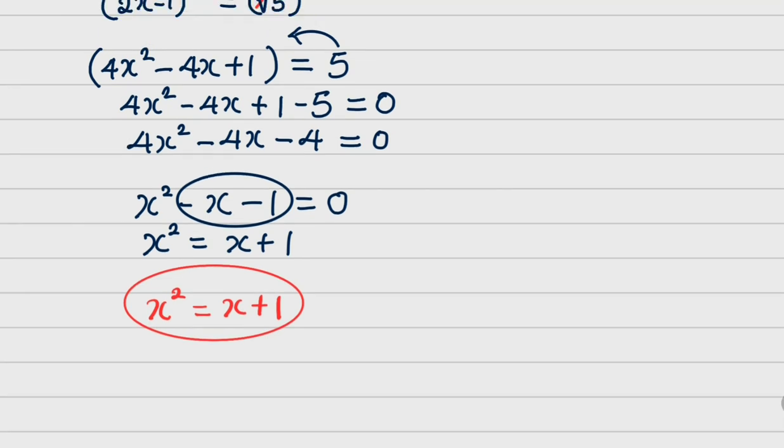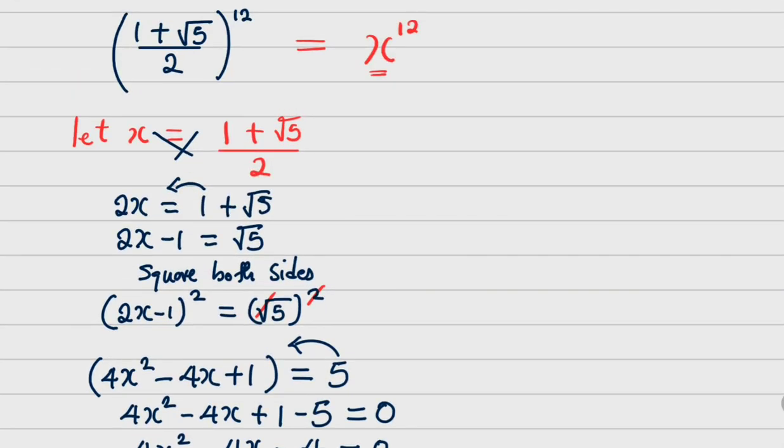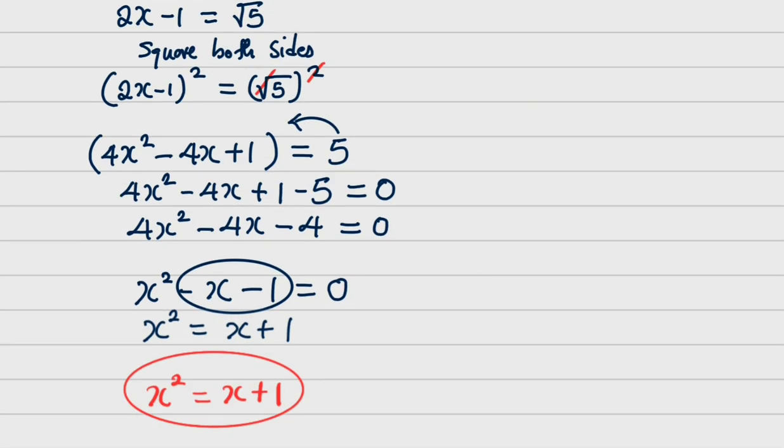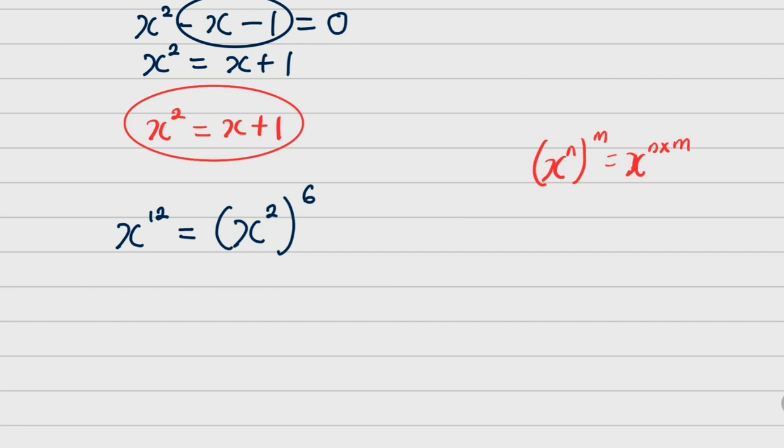Now recall, let me show you. Recall that we have x raised to power 12 as our new expression. So since we have x raised to power 12, do you know that x raised to power 12 can actually be written as (x raised to power 2) all raised to power 6? Yes. Why? Because of the law of indices that says (x raised to power n) all raised to power m is the same thing as x raised to power n times m, which is exactly what I've done here.